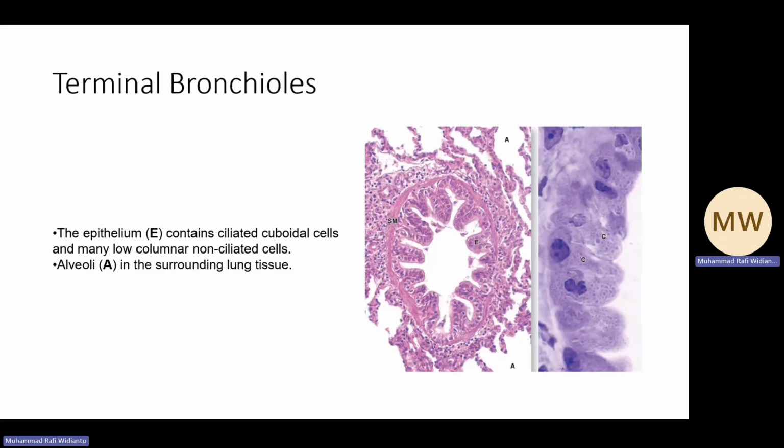Next, we have the terminal bronchioles, except that the epithelium in this is different. It contains ciliated cuboidal cells and also many low columnar non-ciliated cells. In the surrounding tissue, you can also see that there are some alveoli. And in terminal bronchioles, like we explained before, there are Clara cells. So there's a picture of a Clara cell with the secretory granules.